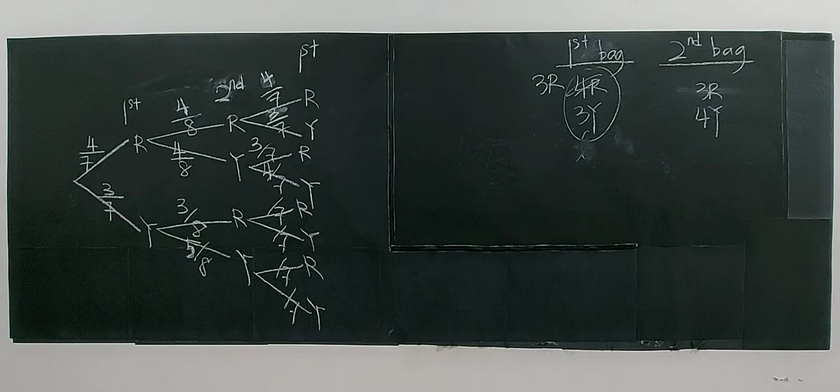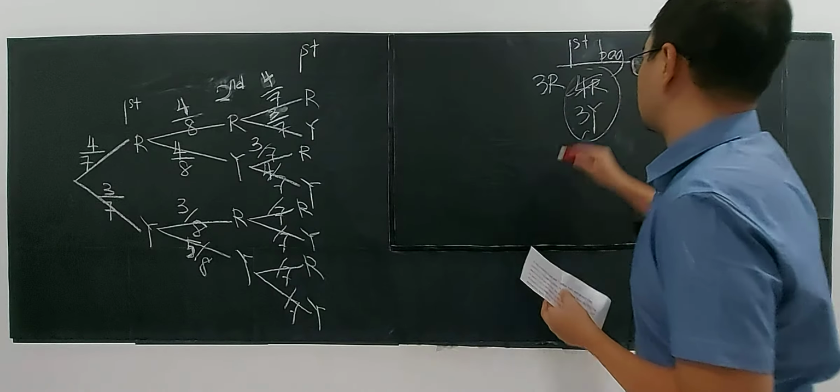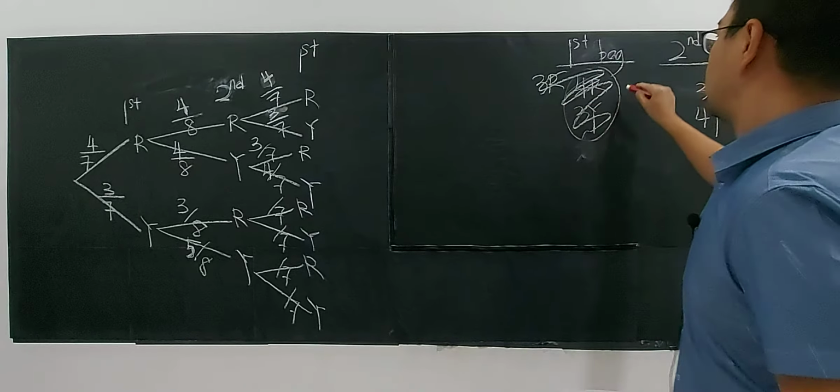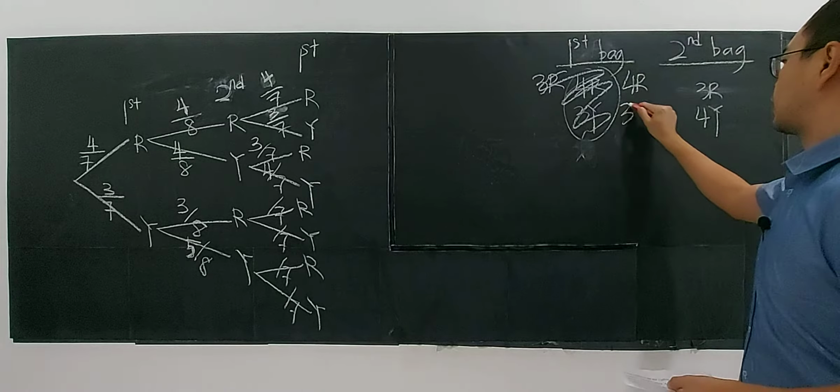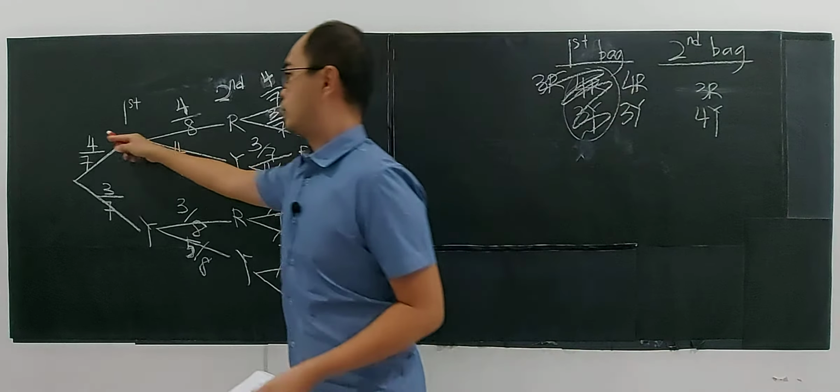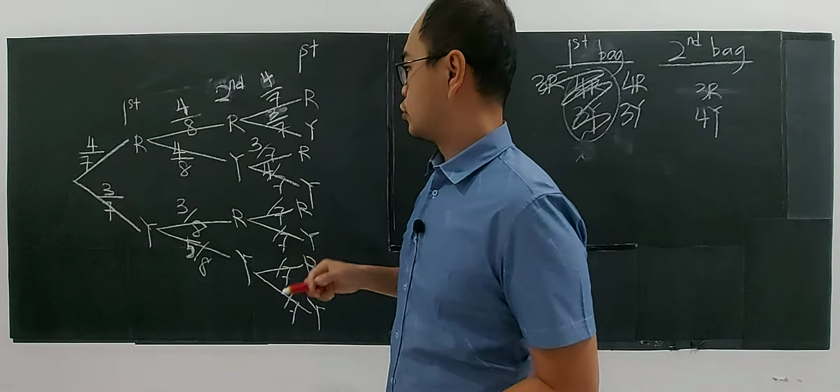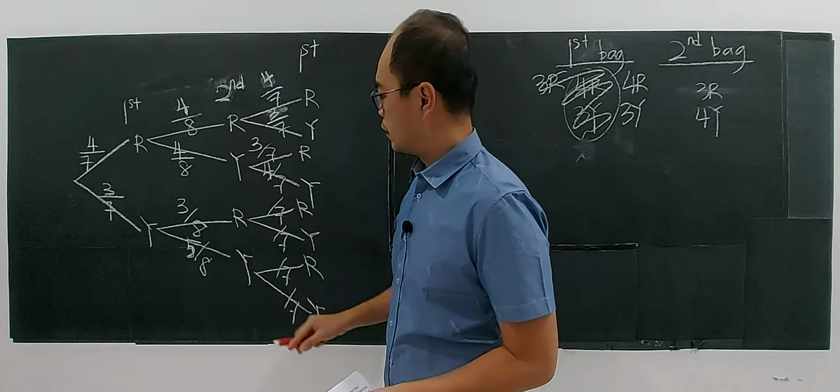Okay, I'll explain again so that you understand more. The process is the same. So you try to think, right? Initially we have 4 red and 3 yellow, right? So now you look at this. What is the number here?